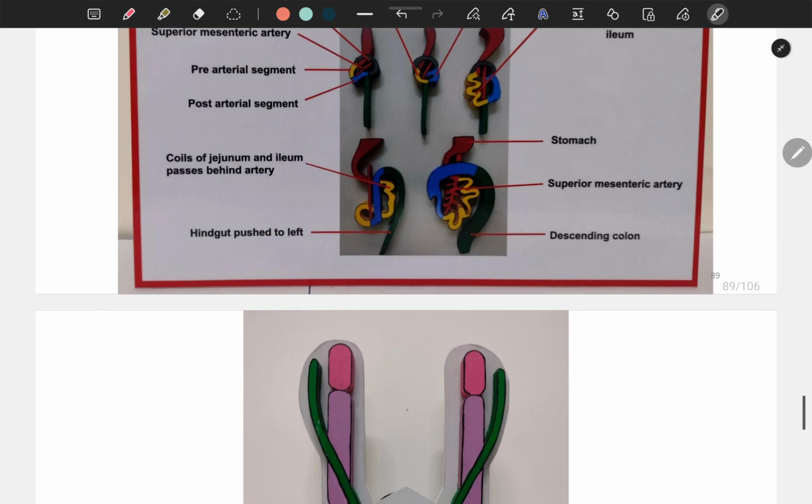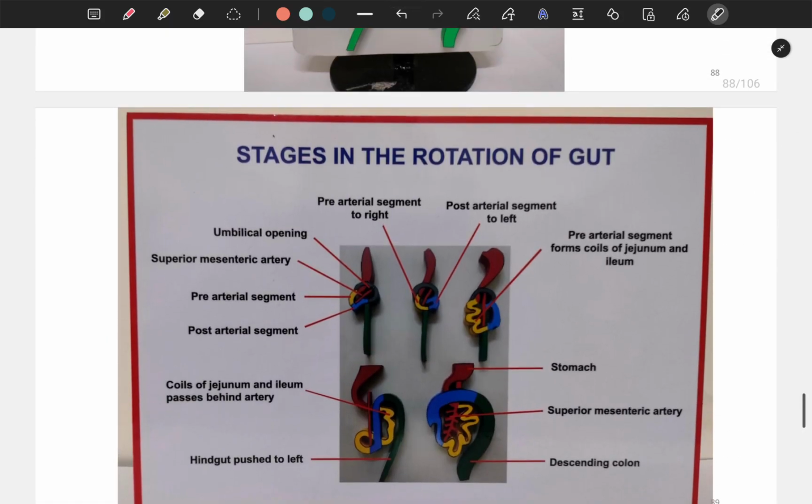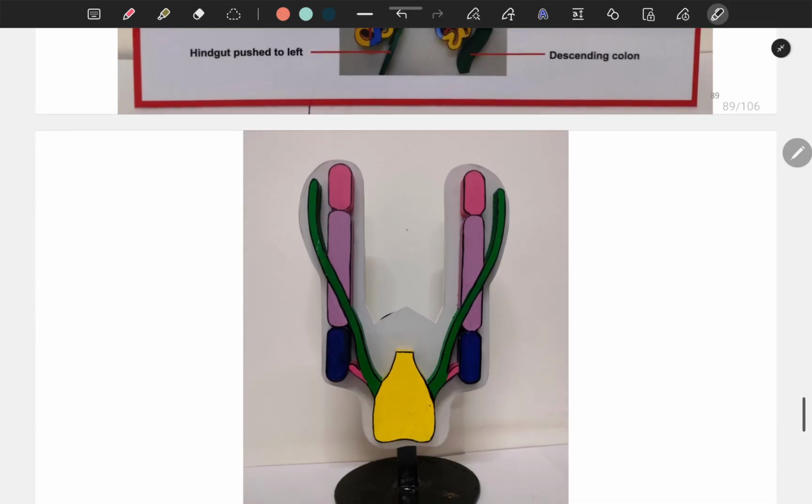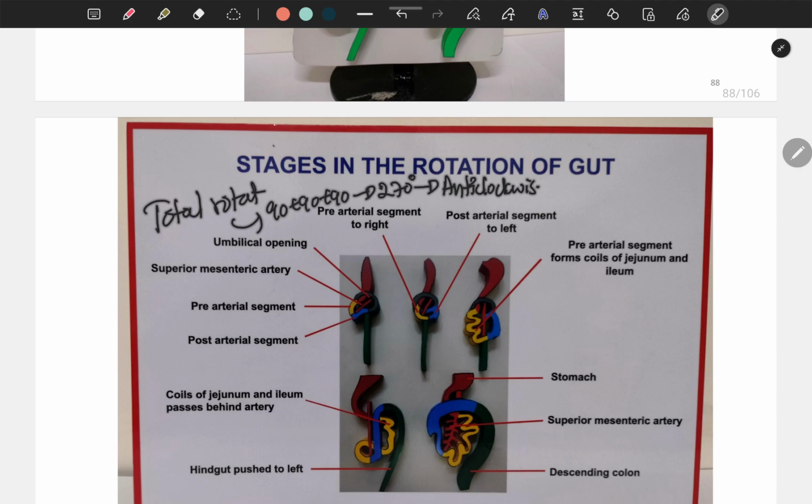Okay. This is about the midgut rotation. Important. So here, total rotation. Total rotation how much? 90 plus 90 plus 90. Three rotations of 90 degrees, 270 degrees. Which direction? Anti-clockwise. Important.